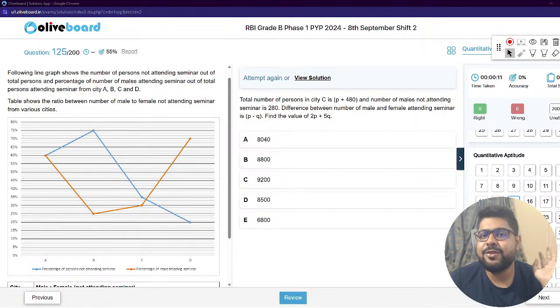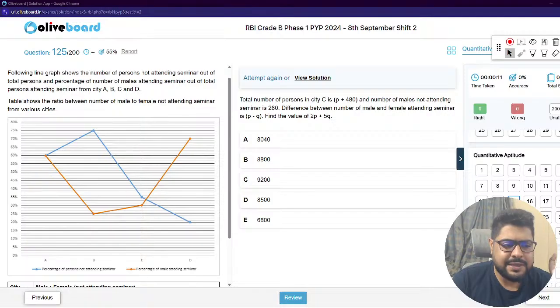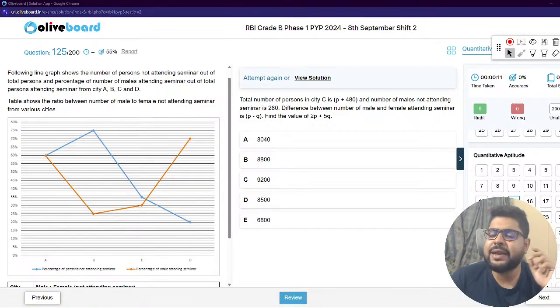I'll get my value of P from here. 5 sevens are this. 7 twos are 14, 14 twos are 28. So P plus 480 is 2000. This is the total population of city C. I need the value of P as well, so figure out the value of P from here. It is 1520. That is the value of P. Keep it like this.